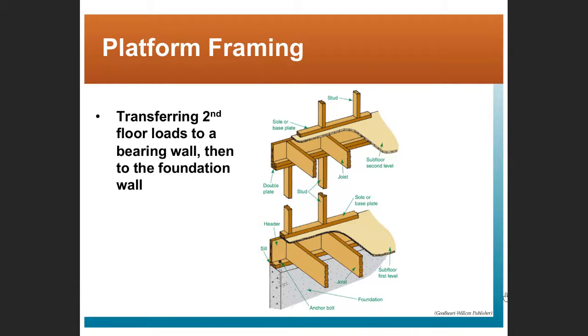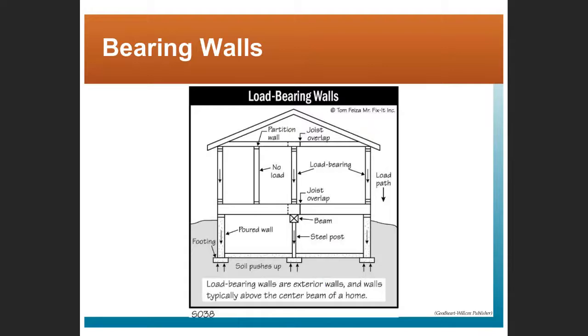Here's platform framing again. We're going to be transferring those second floor loads to a bearing wall and then ultimately down to the foundation wall. That load bearing wall can be either the exterior walls of the house, or it could also be an intermediate wall in the middle of the structure. That's ultimately going to carry that load down perhaps to that steel post or that beam or post that's running down the middle of the structure.